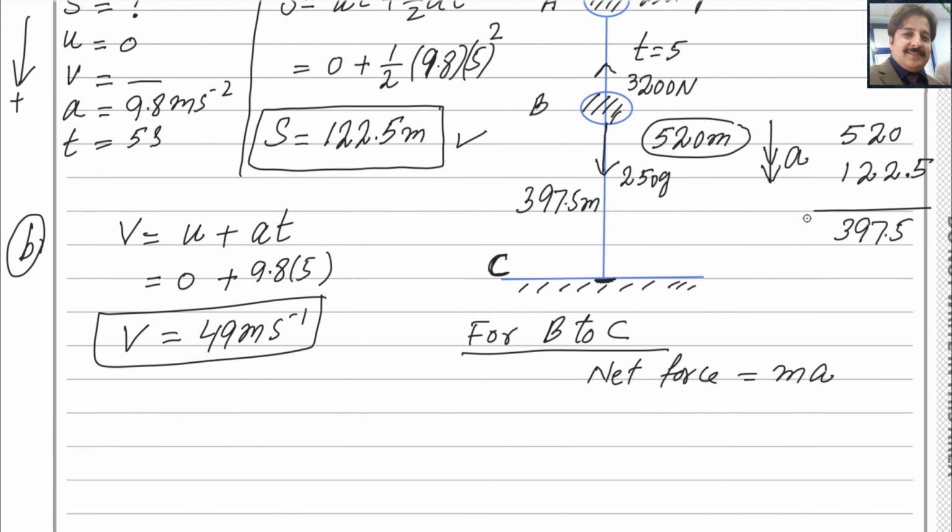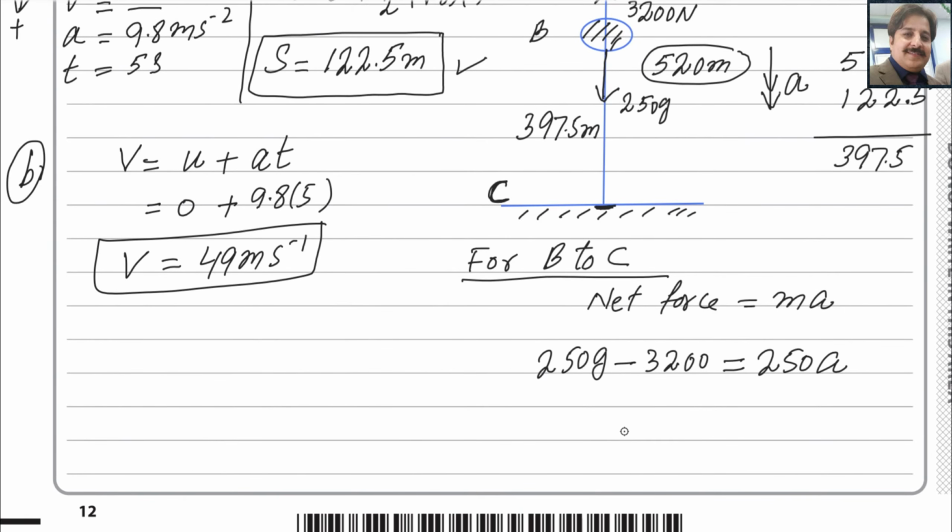So the net force acting on this point will be the weight force minus the resistance force, because it is moving downwards. So it will be 250 g minus the upward force, 3200 Newton. This is the resistance force, and it equals mass times acceleration. Mass is 250. From here you can get the acceleration. You divide this value to the other side: 250 into 9.8 minus 3200, divided by 250.